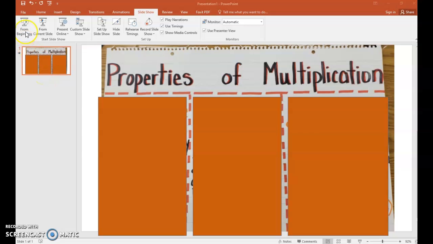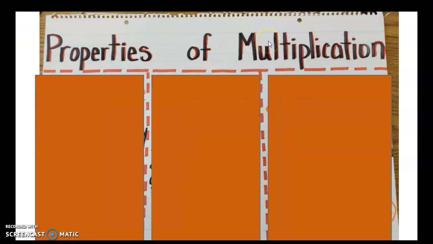All right, guys, so we are going to take some notes on the properties of multiplication. At the top of your journal, you need to pause this and get the properties of multiplication written. There's actually 4 properties, but we're only going to talk about 3.